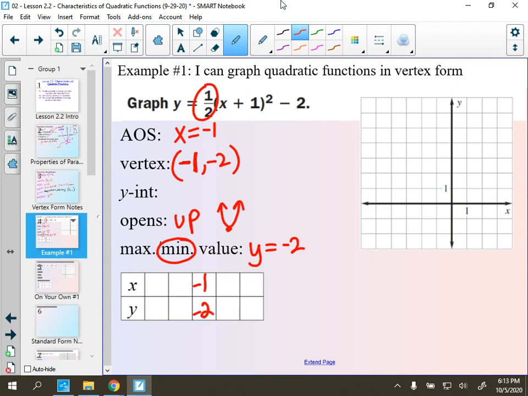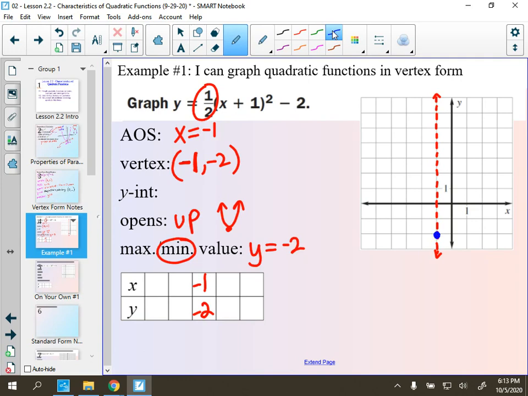I can put some of that stuff on the graph. Let's put all that on there. I know my axis of symmetry is a vertical line passing through x equals -1. Let's see, maybe we'll change color here just to make it stand out. My -1, -2 is my vertex. We know it's going to open up.